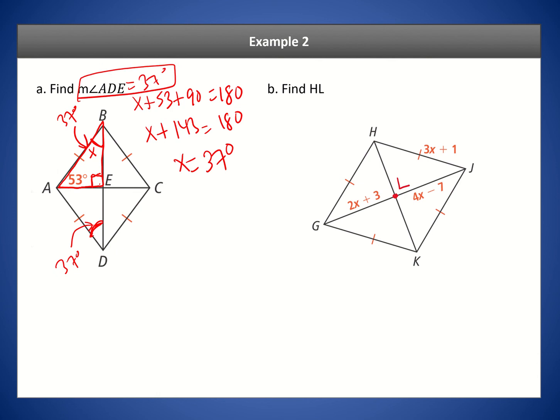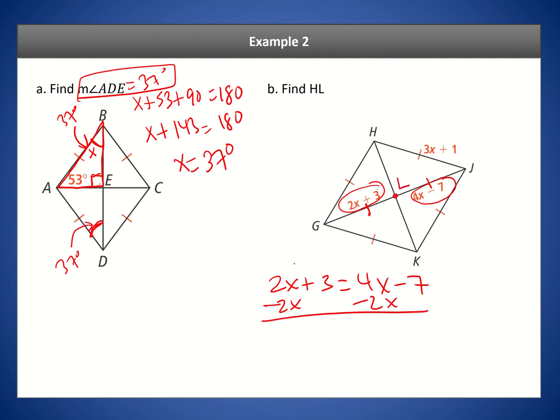Let's find HL here. We know that in a rhombus the diagonals cut each other in half. So this half is equal to this half. So therefore we can set these equal to each other, and that'll help give us what x is. Okay, so we're going to set those equal to each other, and that'll help us solve for x. So we have here, let's go ahead and subtract 2x on both sides. We'll solve for x here.